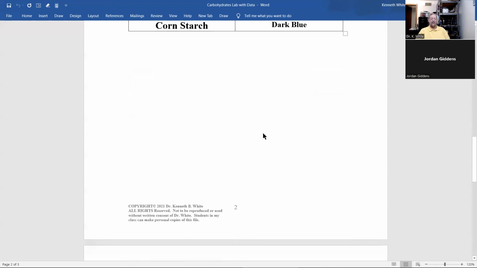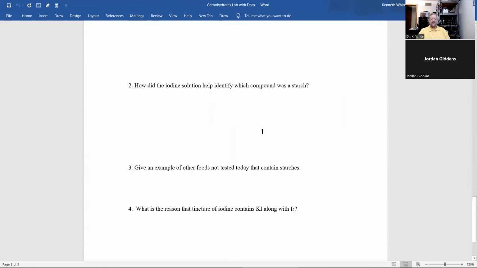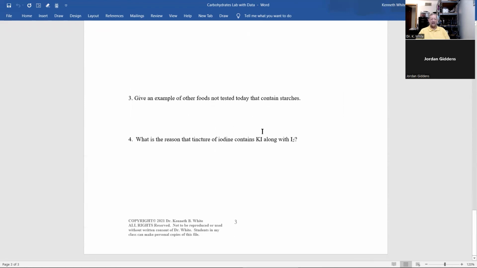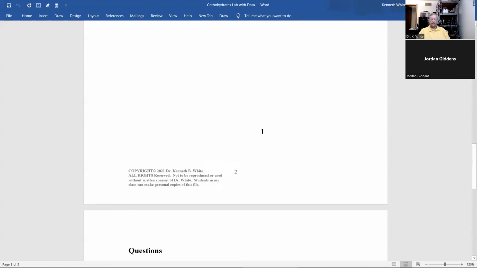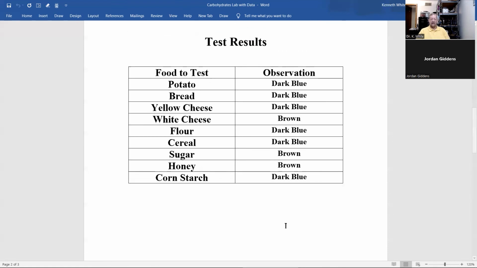Now, for this lab, please answer the questions at the back. And remember, this is the end of the semester. I need this lab by end of Wednesday, Friday morning at the latest, or you'll get 0 points. We got to get everything in this week.